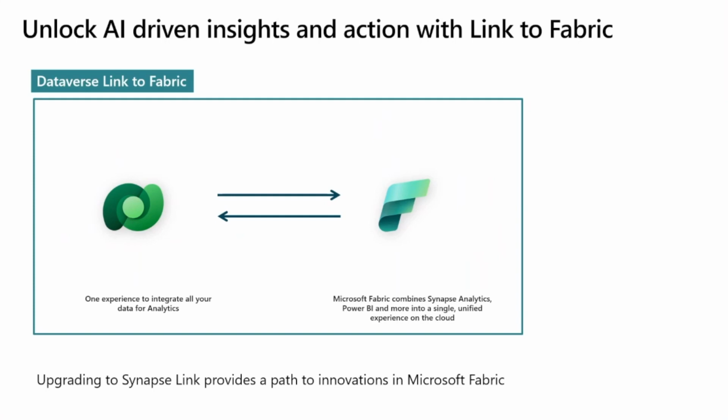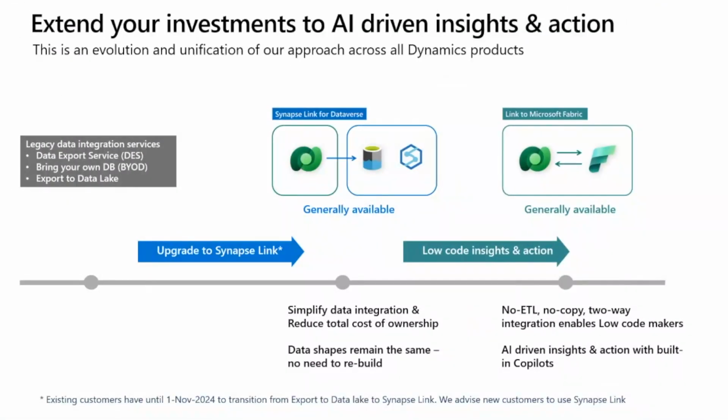So what does that transition look like? Today, on the leftmost side, you might be using data export service, you might be using bring your own database, you might be using export to data lake. Essentially, when you upgrade to Synapse Link, you can look forward to a whole lot of benefits. We discussed a lot in our first session, essentially simplicity and cost reduction, which will reduce your total cost of ownership. So you get the benefits of new technology, some of the new improvements, and it will reduce your cost without actually making changes to the shape of the data. So your existing pipelines and the reports that you build should not require major changes.